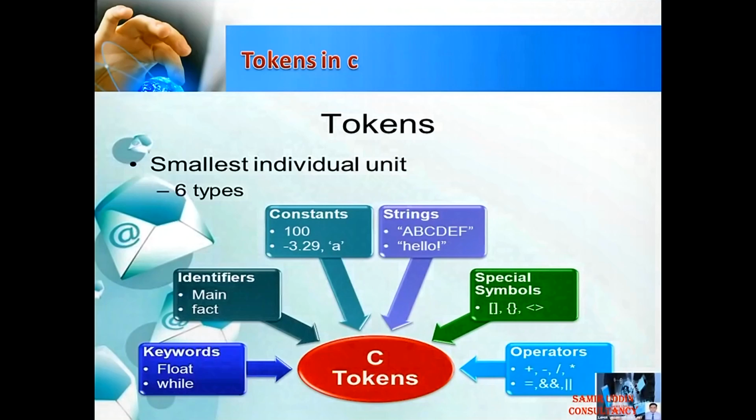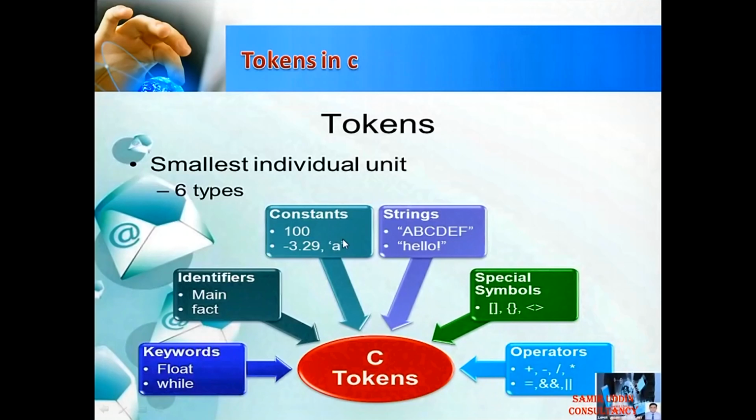According to the usage in a C program, there are 6 types of token: keywords like float, while; identifiers; constants; strings; special symbols; and operators. There are 6 basic tokens.